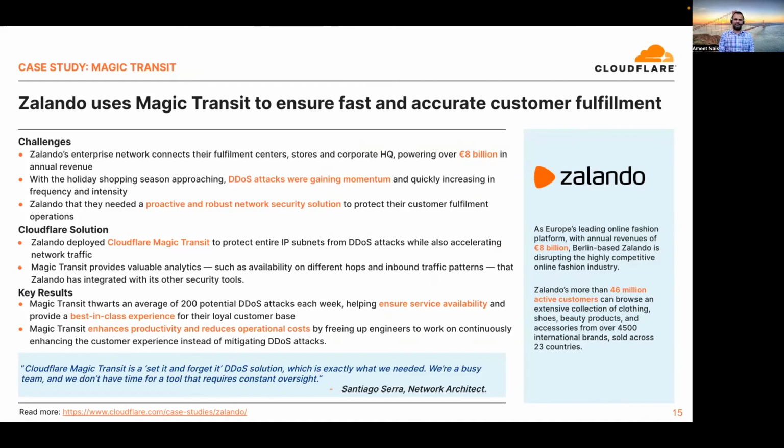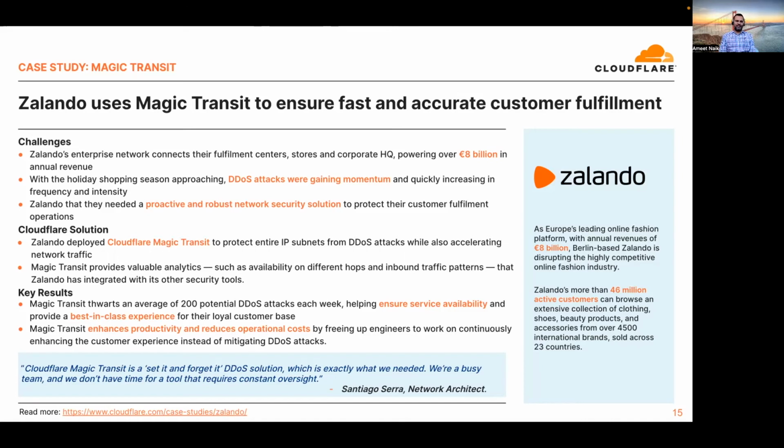So here's an example of a customer in Europe, Zalando, one of the leading online fashion platforms with annual revenues of over 8 billion. You can imagine how critical their online presence is. And last year, when the holiday shopping season was approaching, DDoS attacks were really gaining momentum and increasing in frequency. And this was a major risk for the business, not just for the network. And they needed a more proactive, more robust network security solution that could protect their customer fulfillment operations so that customers would get products on time and they'd actually be able to shop online and preserve revenue.